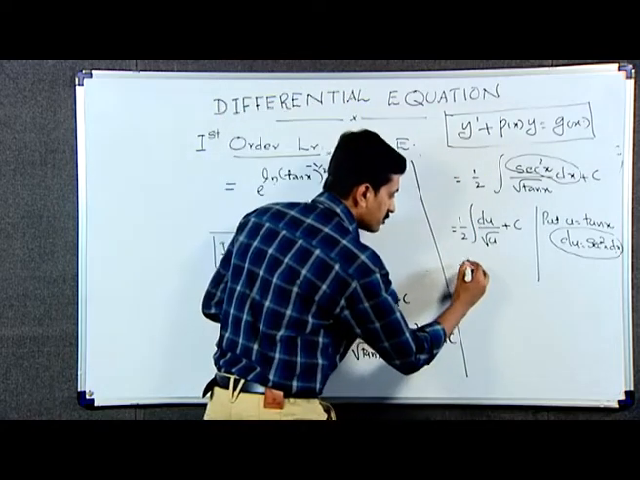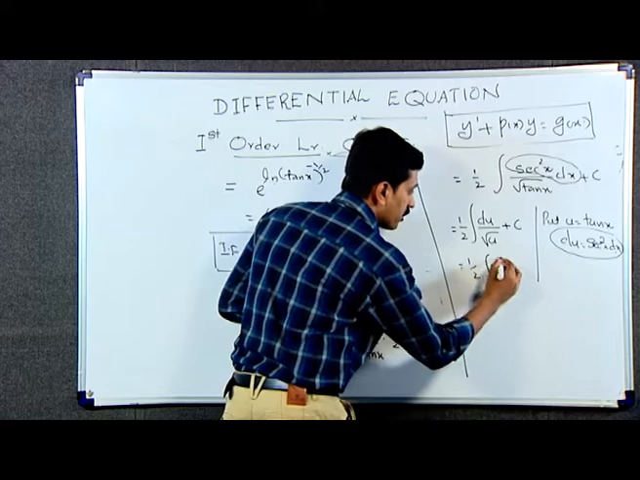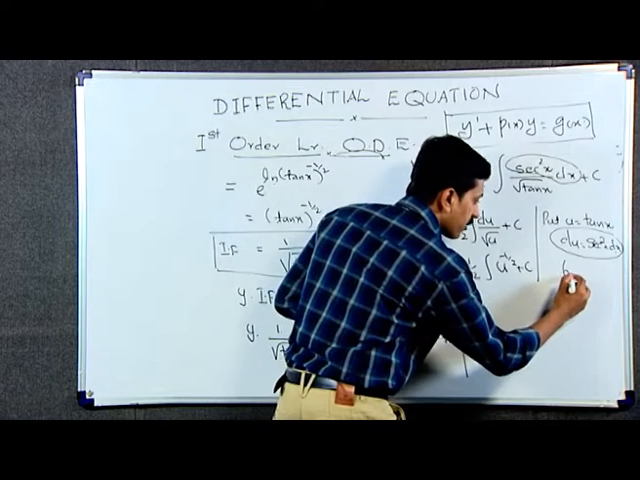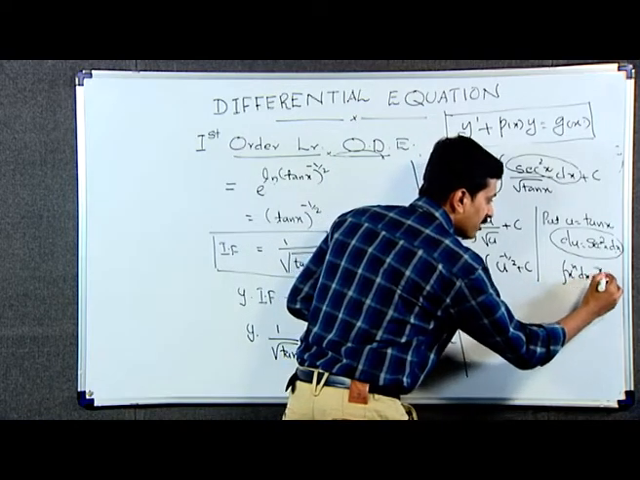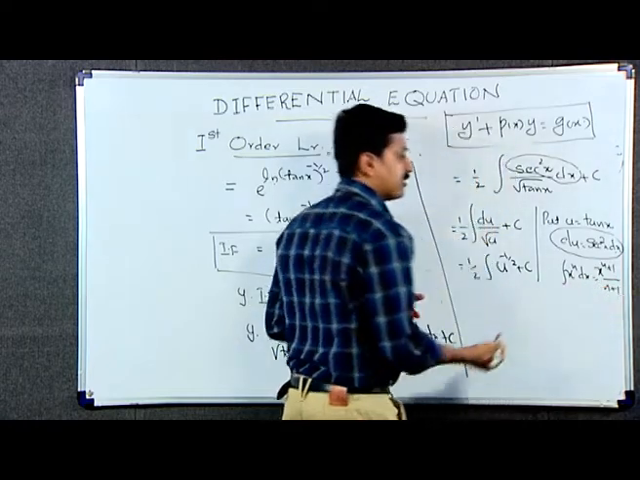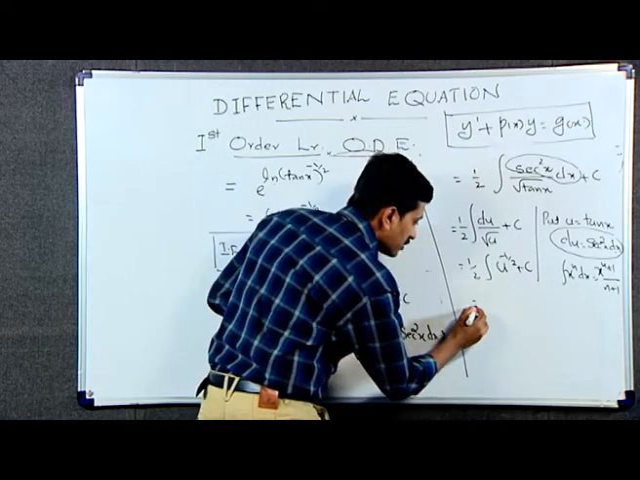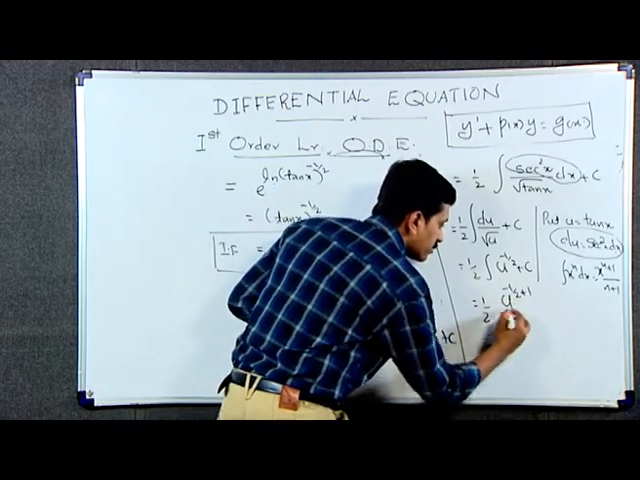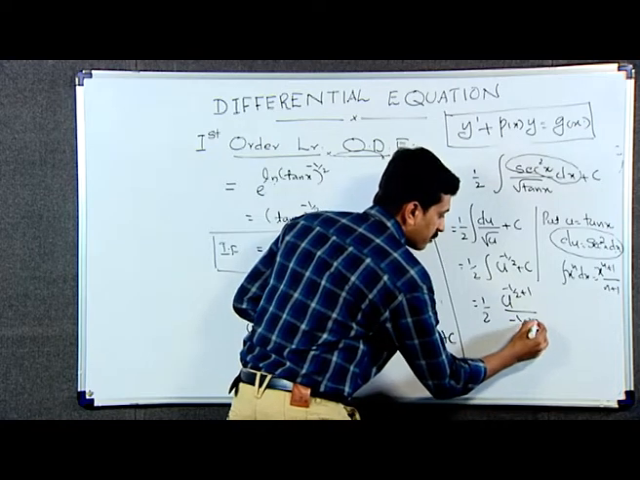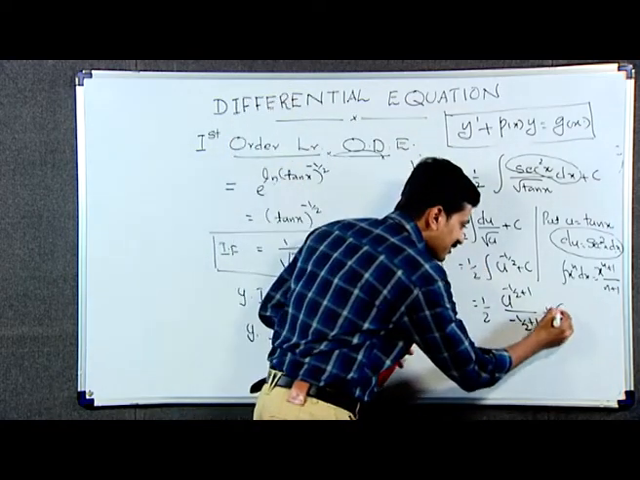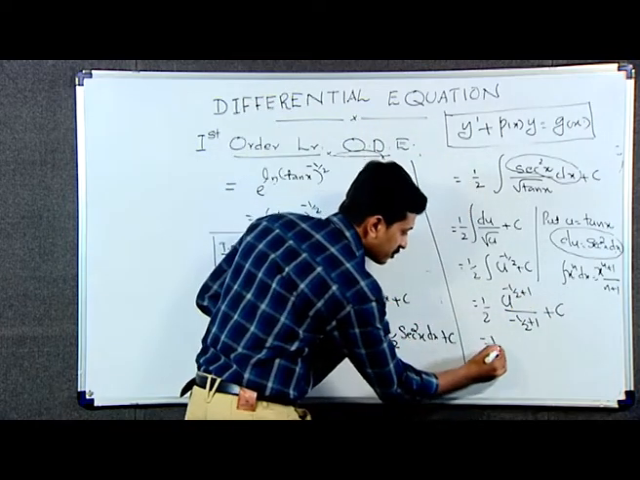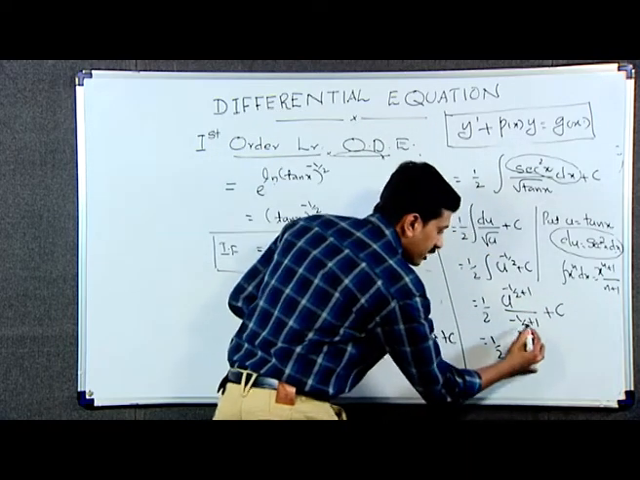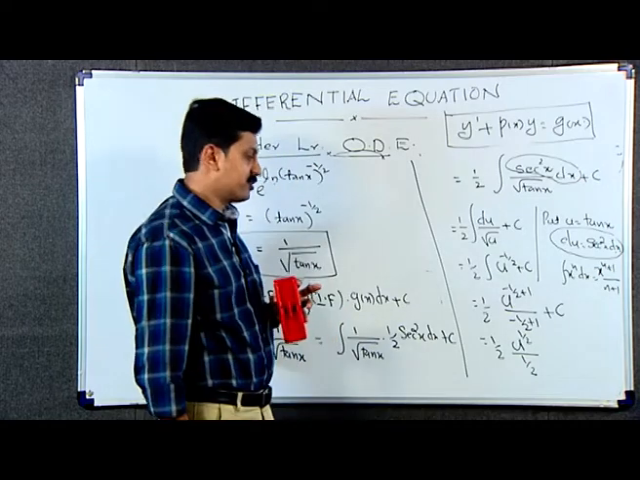So this is equal to 1 by 2 into the integral of u raised to minus 1 by 2, plus c. We have the integral of x raised to n dx equal to x raised to n plus 1 divided by n plus 1, plus c. Therefore, this is equal to 1 by 2 into u raised to minus 1 by 2 plus 1, divided by minus 1 by 2 plus 1, plus c. That is 1 by 2 into u raised to 1 by 2, divided by 1 by 2, plus c.